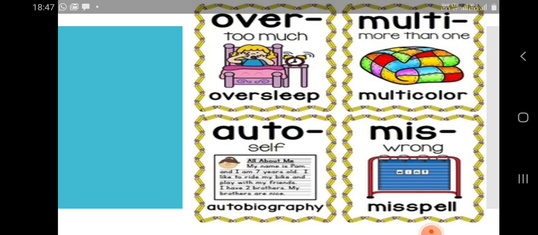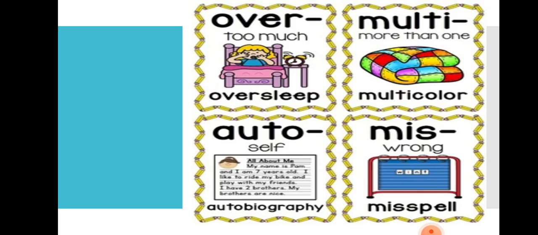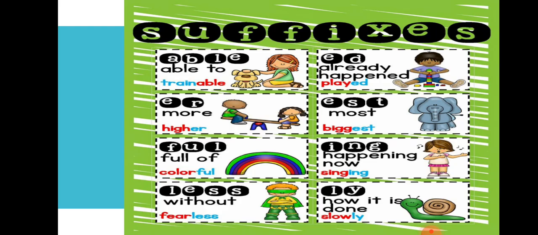Okay, so here overslept, multicolor, autobiography, misspell. Now over is a prefix, multi is a prefix, auto is a prefix, and mis is a prefix. Okay, and here trainable, higher, colorful, fearless, slowly, singing, biggest, and played. All these you can see have some suffixes here.